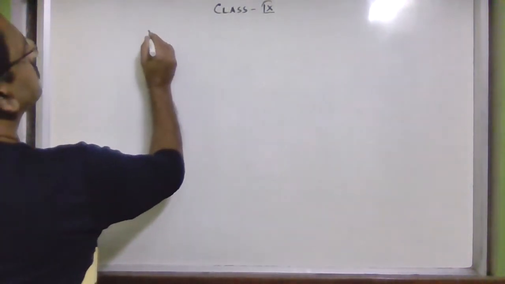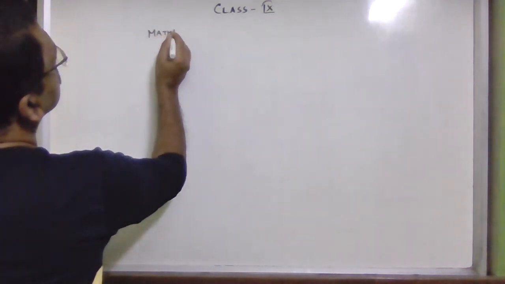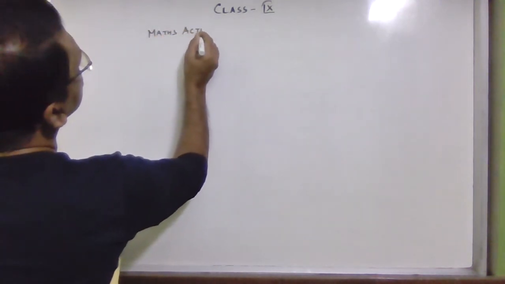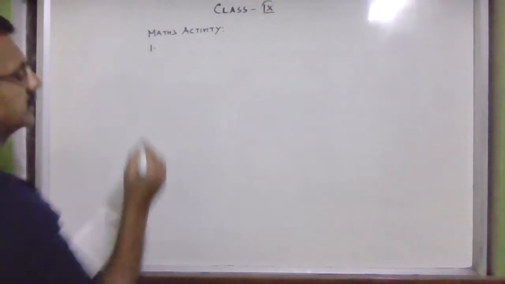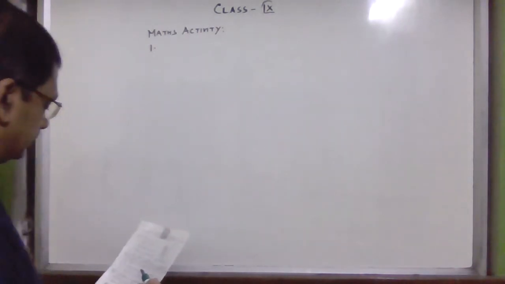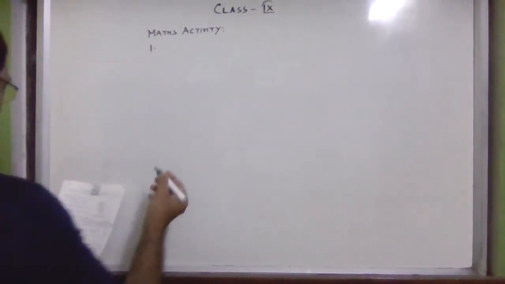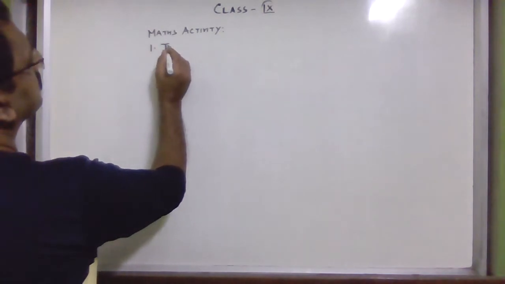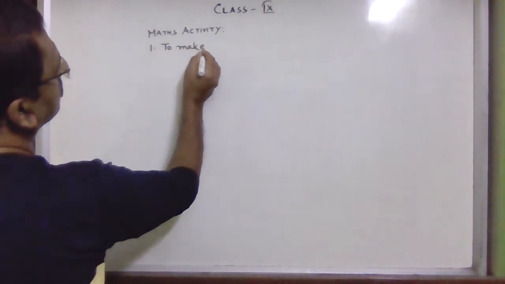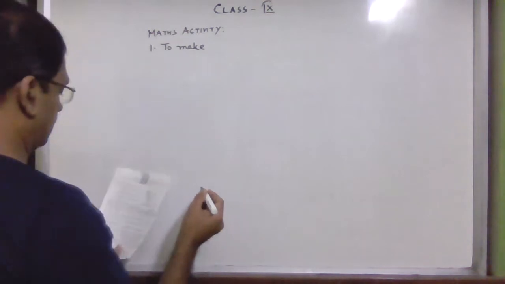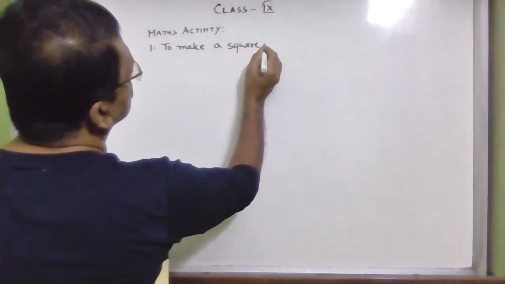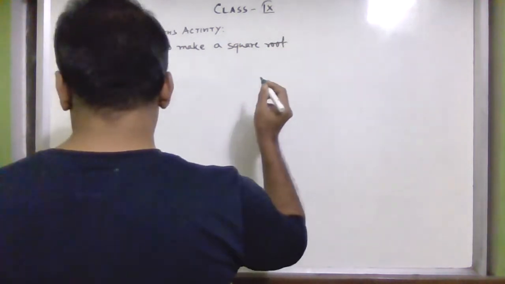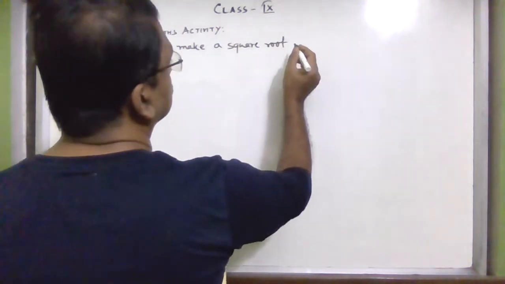The first one, the first activity is to make a square root spiral.